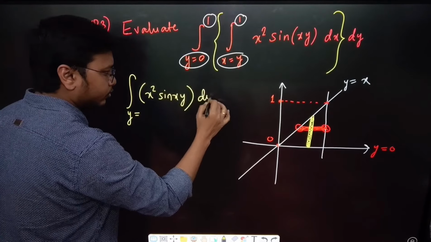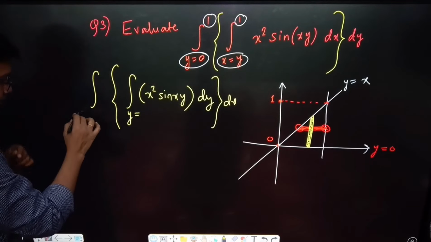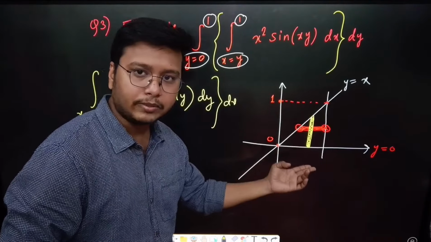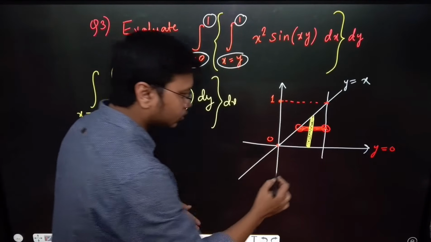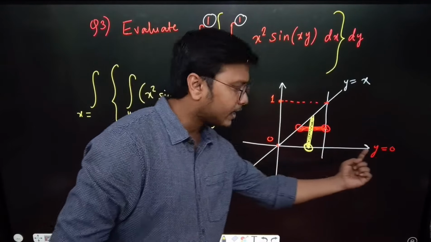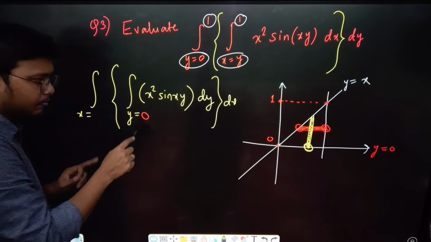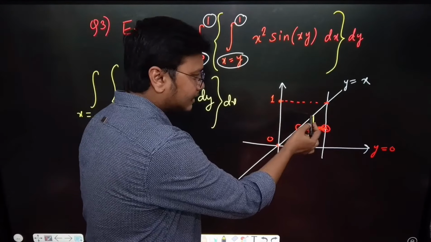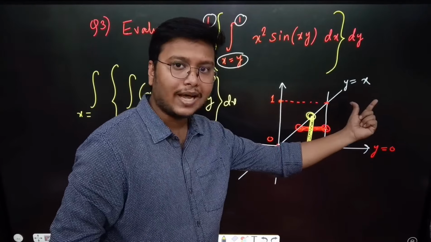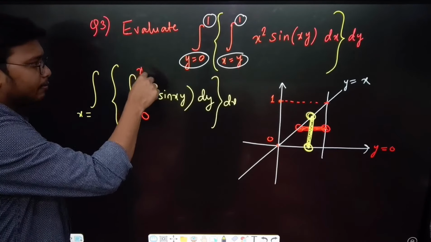So I want to write dy first and then later on dx, and I need to figure out what will be the limits of x and y. Since I'm taking a vertical strip now because I'm changing the order, my vertical strip is connected with the lowermost point, which is given by y equals 0. So the lowermost point is y equal to 0, and maximum it is going up to this point, which is given by the equation y equals x. So the value of y is starting from 0 and going up till x.